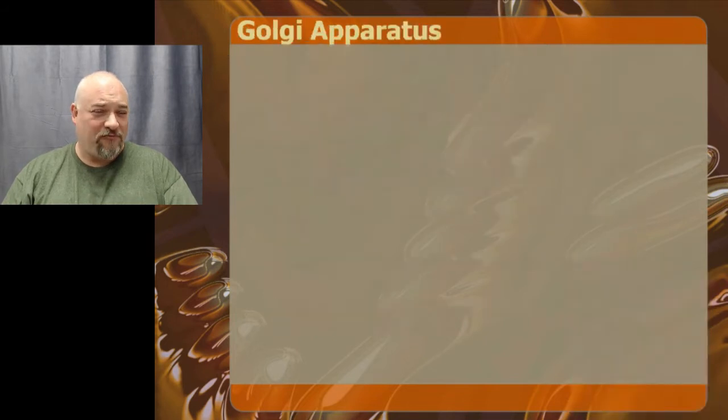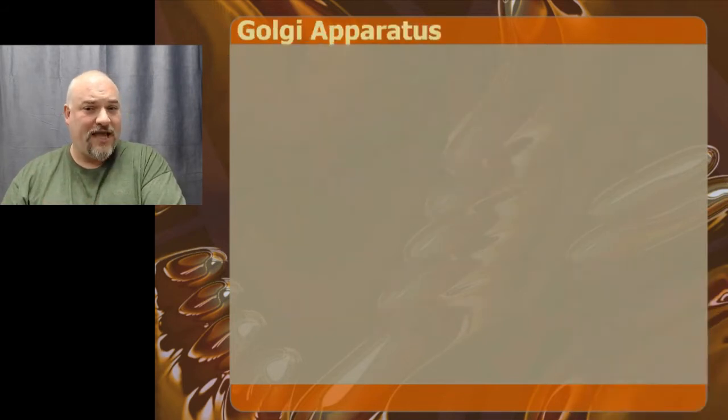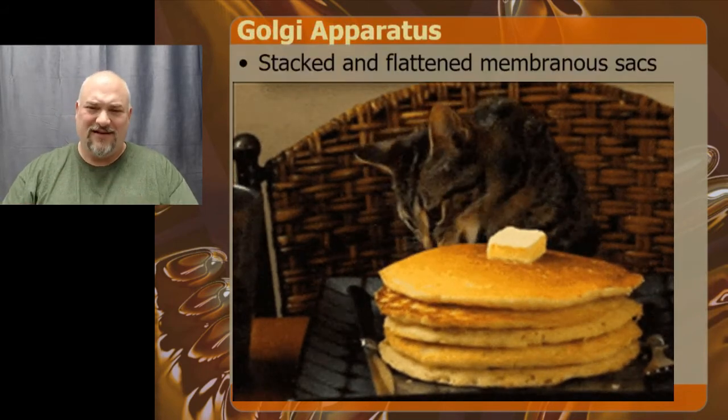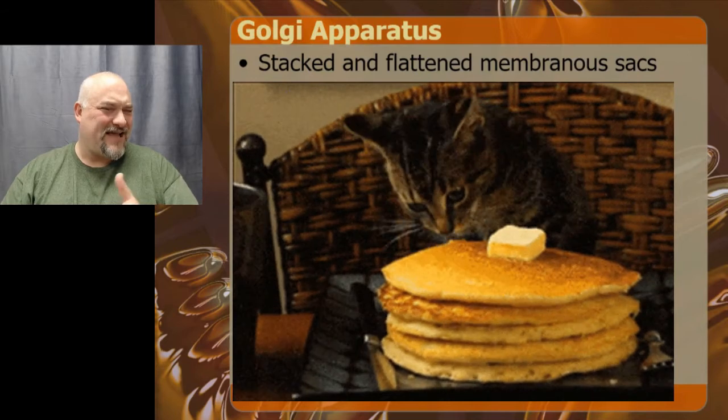Now, moving out from the ER, we get to the Golgi apparatus, kind of stacked, flattened, membranous sacs. Some people say it looks like a stack of pancakes from the side.